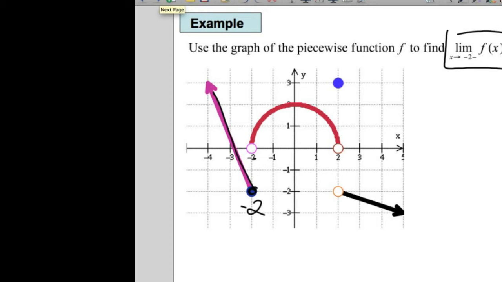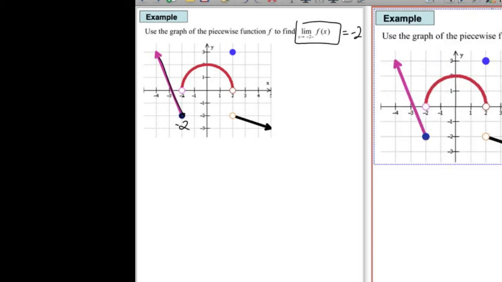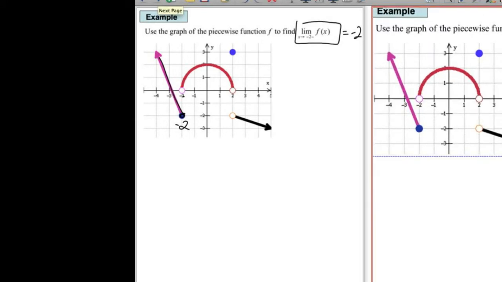Okay? So my answer here is -2. That has a value. From the left, it's -2. What about the limit as x approaches -2 from the right? That's the next question we're being asked.